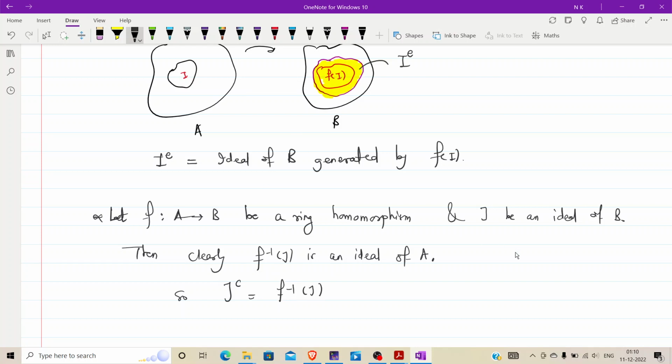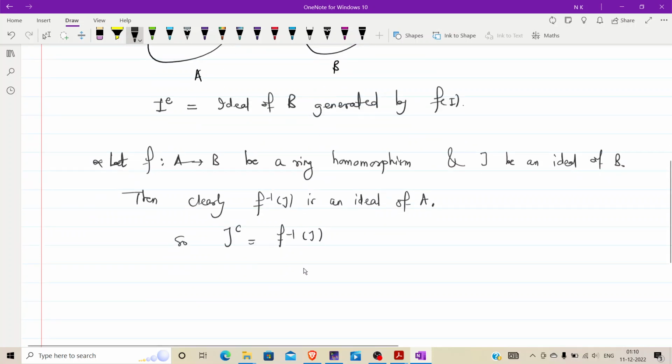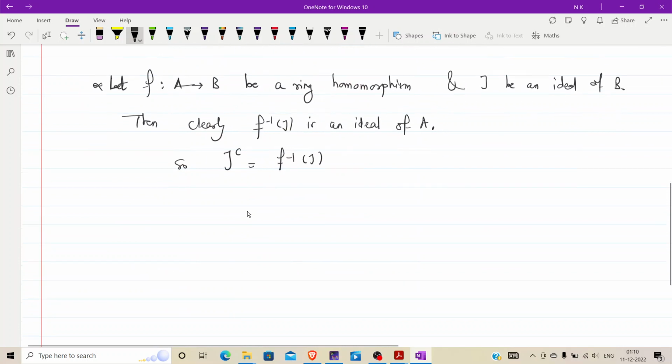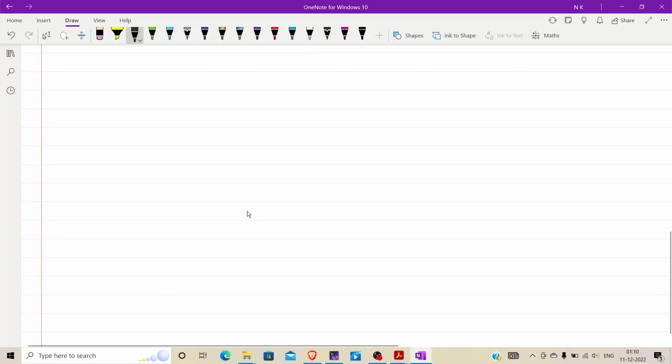In addition to that, if J is a prime ideal, then f inverse of J is also a prime ideal, which is used for inducing the map f from A to B on spectrums. So these are three important concepts that we are going to use in the upcoming theorem. Let me write the theorem now.